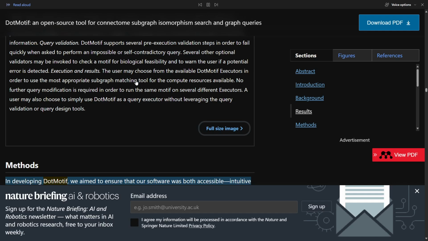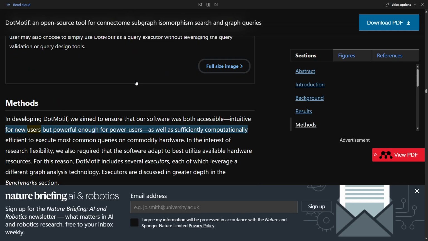Methods. In developing DotMotif, we aim to ensure that our software was both accessible and intuitive for new users, but powerful enough for power users, as well as sufficiently computationally efficient to execute most common queries on commodity hardware. In the interest of research flexibility, we also required that the software adapt to best utilize available hardware resources. For this reason, DotMotif includes several executors, each of which leverage a different graph analysis technology. Executors are discussed in greater depth in the benchmark section.